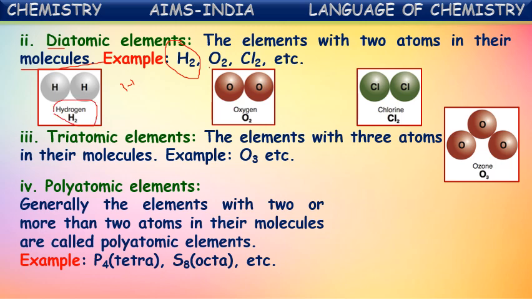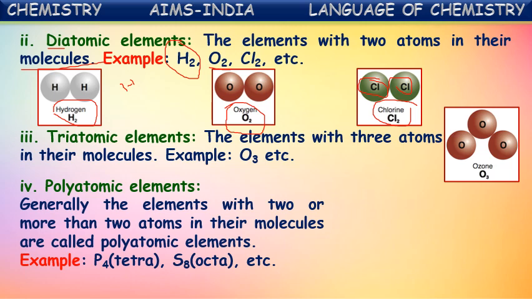Like that only, the O2 molecule. O and O, two oxygens combine and form the O2 molecule. Next, two chlorines combine and form a chlorine molecule. Only two is possible. Hydrogen molecule means we write H2 only. We will not write H3, H4, H5; it will not form. Hydrogen is diatomic in nature. So the elements with two atoms in their molecules are called diatomic.